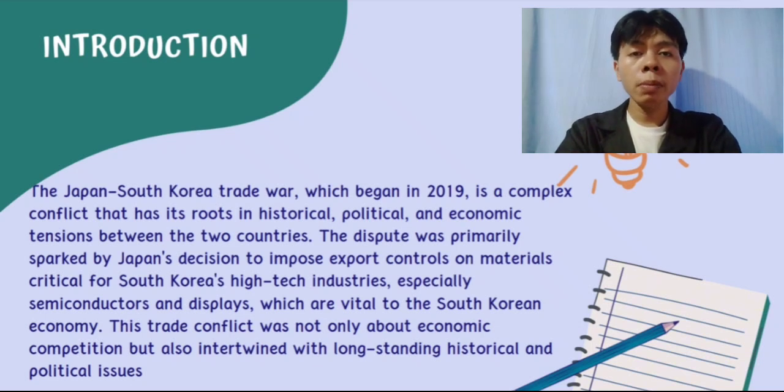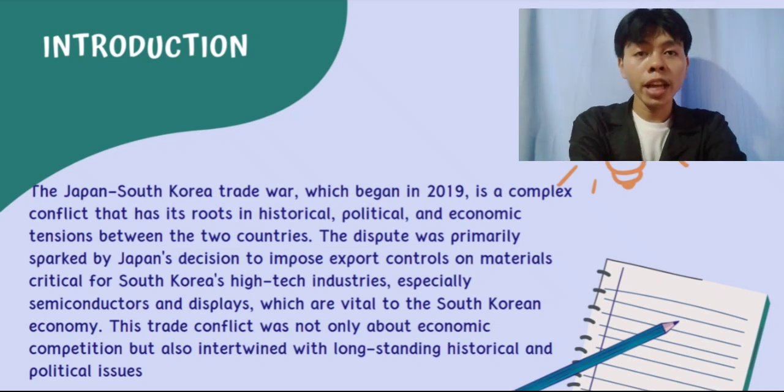The dispute was primarily sparked by Japan's decision to impose export controls on materials critical for South Korea's high-tech industries, especially semiconductors and displays, which are vital to the South Korean economy. This trade conflict was not only about economic competition but also intertwined with long-standing historical and political issues. The trade dispute had significant economic implications in South Korea's semiconductor industry.